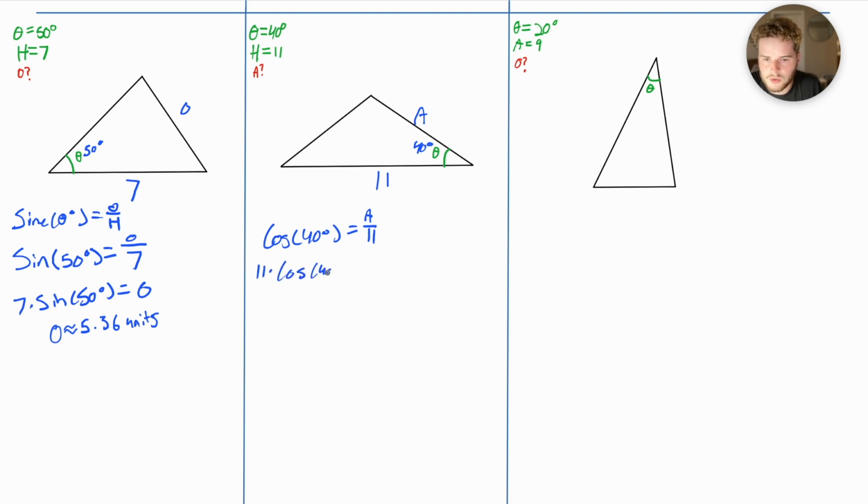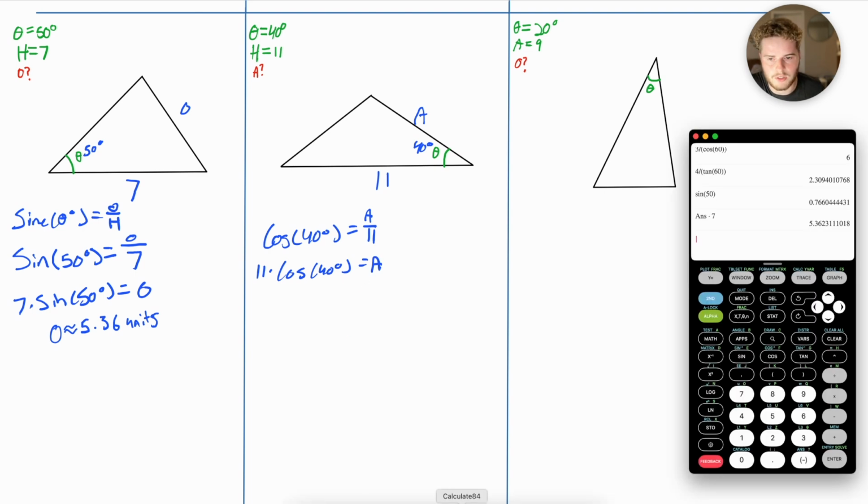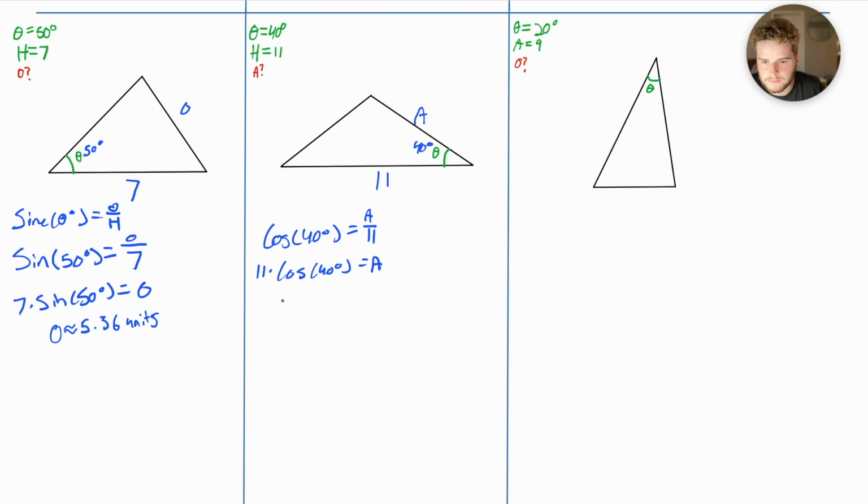So 11 times cosine of 40 degrees equals adjacent. And let's plug that into our trusty calculator here. So we're going to do cosine of 40 and then multiply that by 11. So we have that our adjacent is about equal to 8.43. And then we'll use units because it's not specified. And let's look at this final example over here.